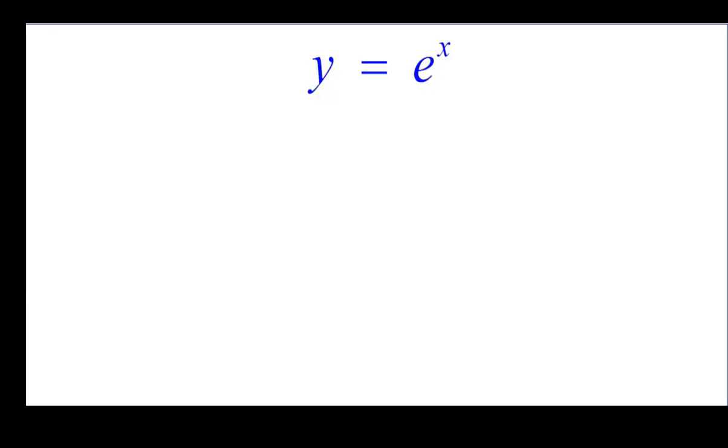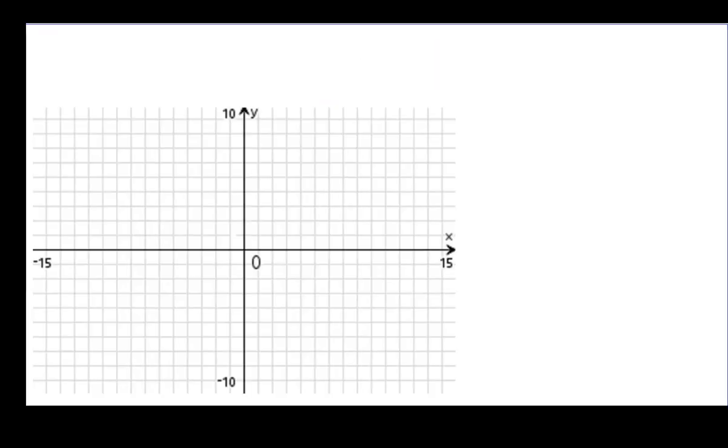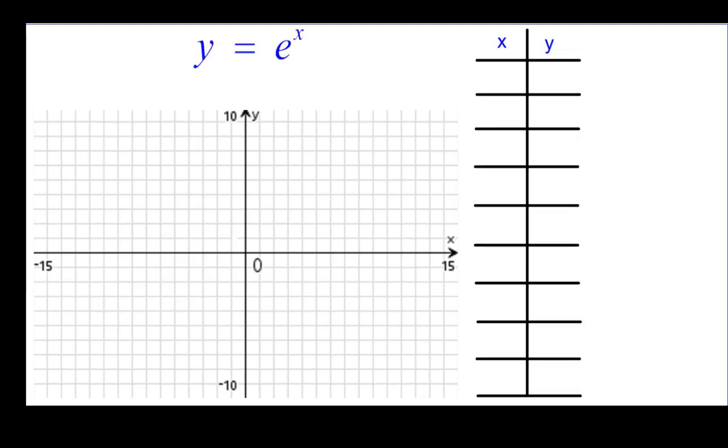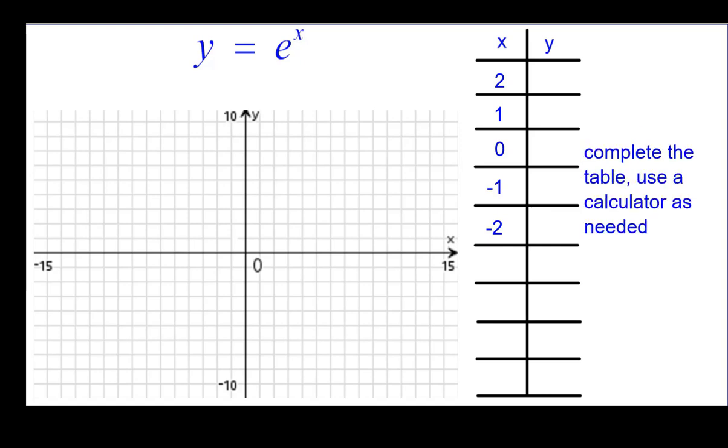Y equals e to the x. You'll need graph paper, a grid. Please make a table. We encourage you to make a table. And we're going to use these 5 values. So for 0, e to the 0 power, you should just know this one, okay? But go ahead and complete the table. Use a calculator as needed, and you will need one for most of these values. That's perfectly okay. Press pause.